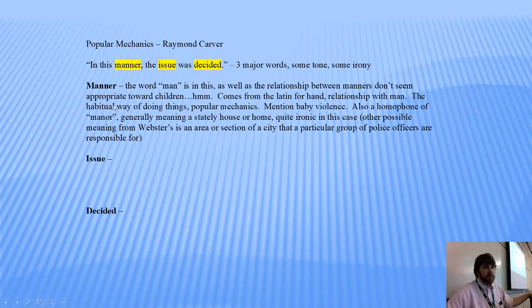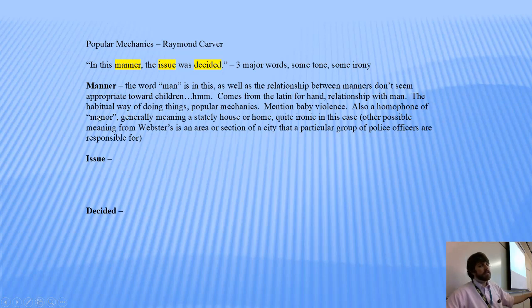A manner means just a habitual way of doing things. Kind of relates to the title, Popular Mechanics. In this manner, in this habitual way of doing things. Like, I always do this in the same manner. I always get in the car in the exact same manner. I always put my seatbelt on in the exact same manner. A habitual way of doing things. In Popular Mechanics, that title means the way things work for a lot of people. So it relates to that word manner. So that might be useful. Mention baby violence? I don't know what that means.